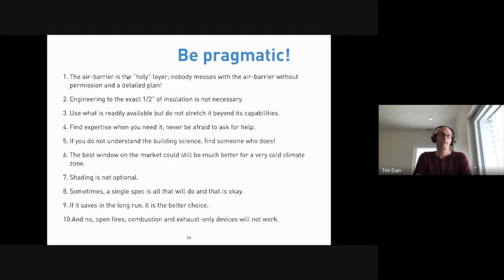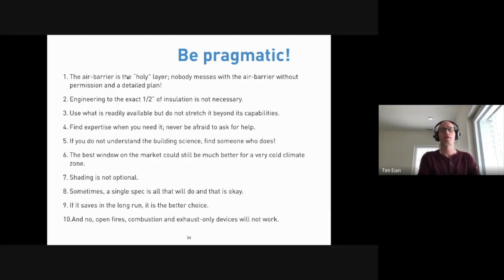One key finding that we keep having because of where we are on the planet, the best window on the market could still be much better for a very cold climate zone. So when clients tell me, oh, this thing is just massive and it's too expensive, that is usually what I tell them. It is still the weakest link in the building envelope today because of the technology we have.